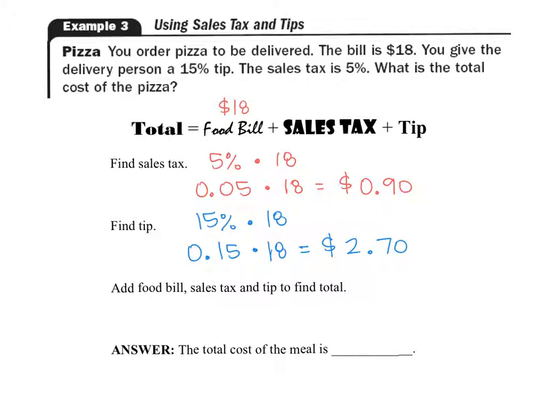So my final step here now is going to be to add all of these together. I'm going to add 18, the cost of the pizza, plus 90 cents, which is the tax, plus $2.70, which is my tip. And when I add all those up, I get $21.60. Again, feel free to use your calculator to make all that go faster, but just make sure that you still show your work.